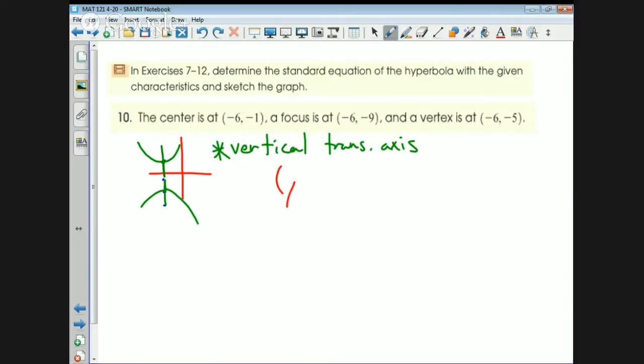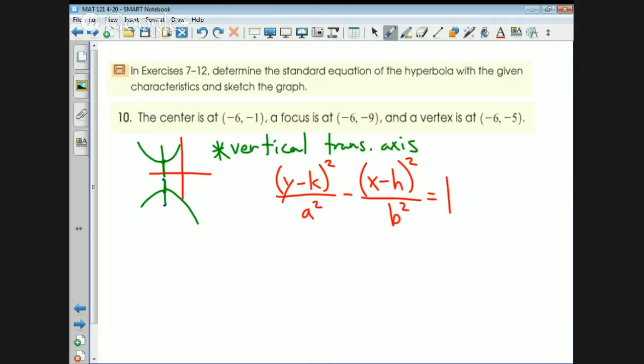And what we're going to have is y minus k squared over a squared minus, I'm sorry, y minus h still. Sorry about that. No, it is y minus h. I'm going to chalk that up to Monday. So then we have x minus h squared being the minus, or negative term, and that'll be over the b squared there. And then this will equal 1.